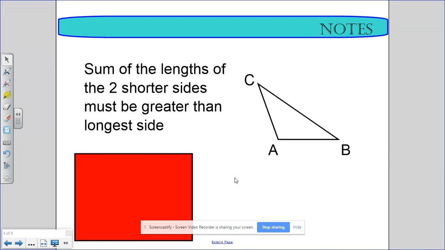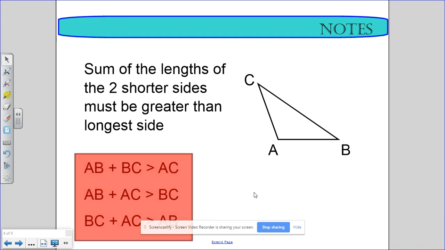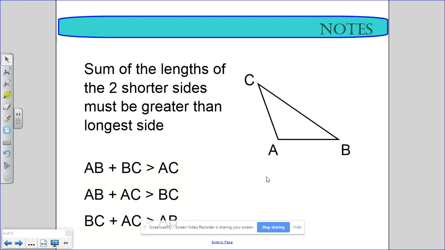All right, triangle inequalities. You should have noticed in your first GeoGebra 1 that not all combinations of side lengths create triangles. And here is our theorem. The sum of the lengths of the two shorter sides must be greater than the longest side. So what that means is that if AB is a short side and BC is a short side, if I add them together, they're going to be greater than AC, which would be my longest side, and so on.